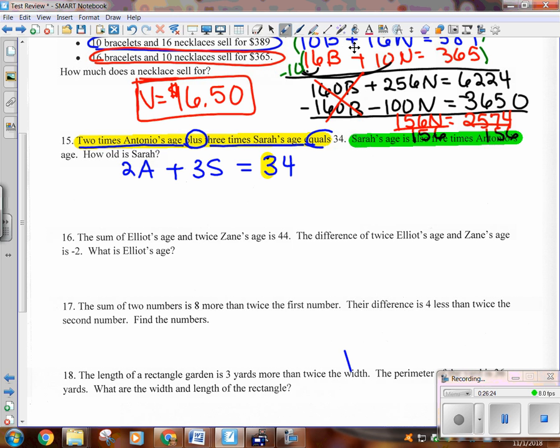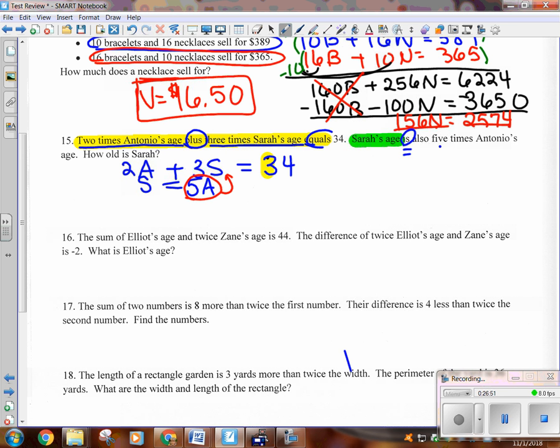Okay. Now let me clean that up right there so it's a little clearer. Sarah's age is. So I'm going to say S is, that's an equals, 5 times Antonio's age. There is no plus or minus because it didn't say anything about adding or subtracting. Now this is set up to substitute. Everywhere I see an S, I'm going to put 5A in its place.